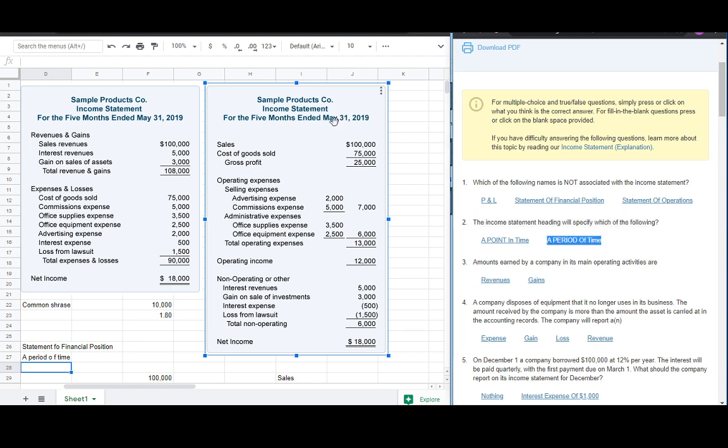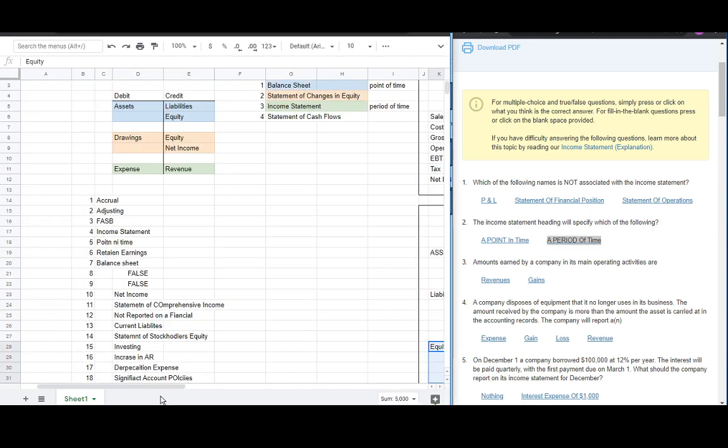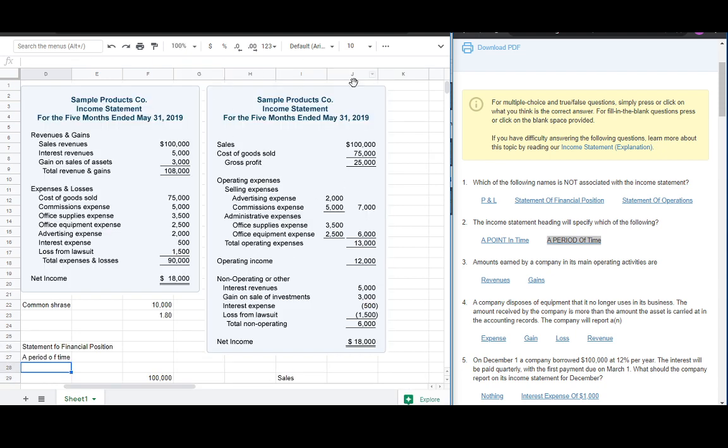Here in the income statement, it shows the profitability of a company in a duration of time. So here it is 5 months. So maybe in other income statement, we can see here for example, financial statement for the year ended, 1 year siya, dito 5 months.